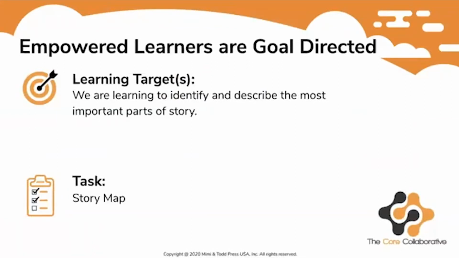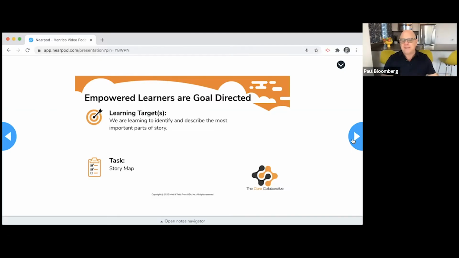And keep in mind that the learning target is decontextualized, meaning the assessment product isn't a part of the target. The target lives alone. It's basically the standard, right? We are learning to identify and describe the most important parts of the story. Now, the task or the product is a story map. In this particular example, you could scale this down to even K-1 kids through a read aloud.